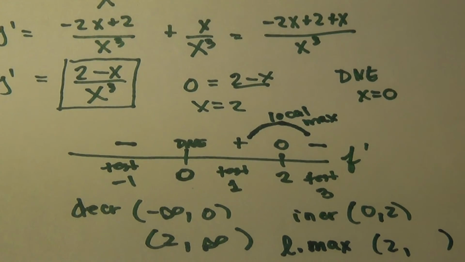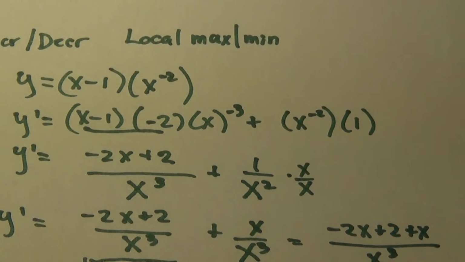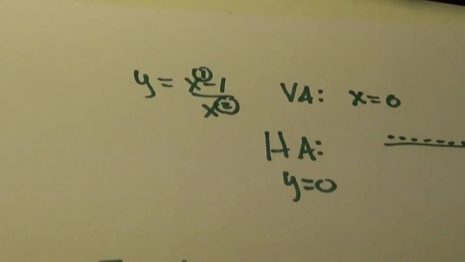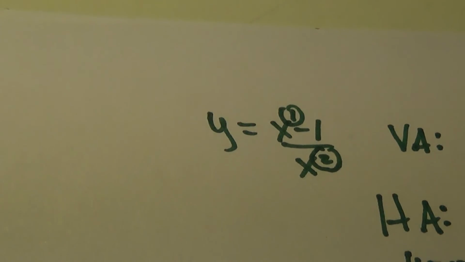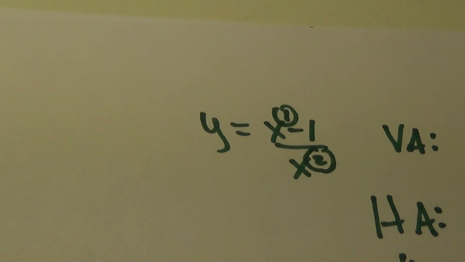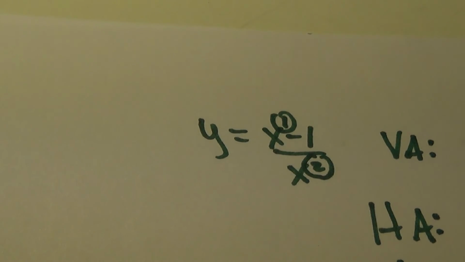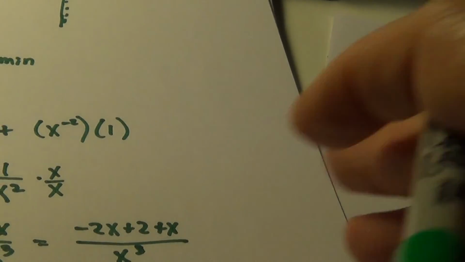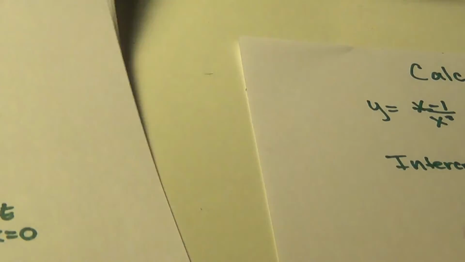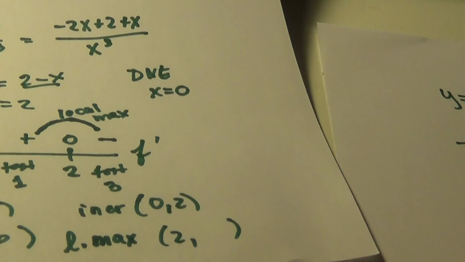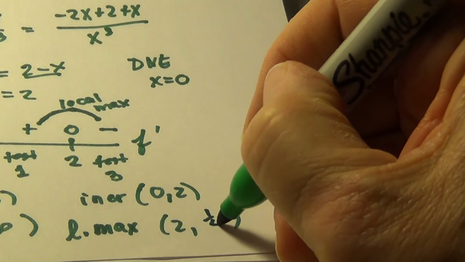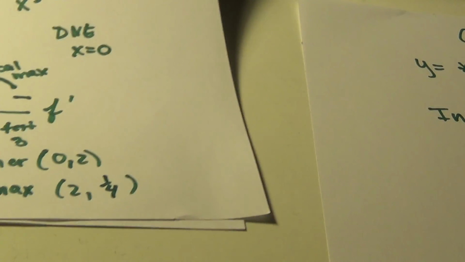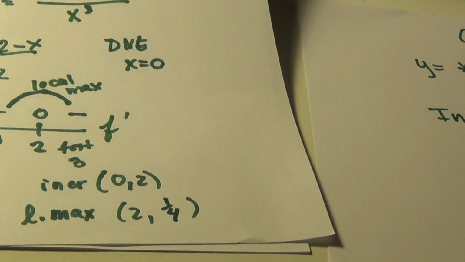What's the y value? Go back to the very, very original up here, and we put in x equals 2. I get 2 minus 1 over 2 squared, which is 1/4. All right, so my timer went off, so we'll finish this in part 2. All right, so my local max at 2, 1/4.